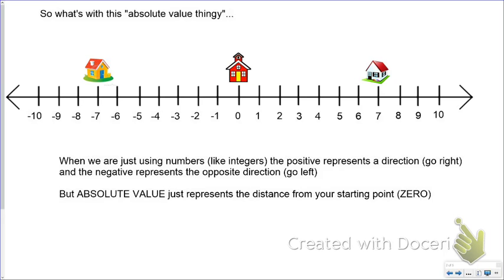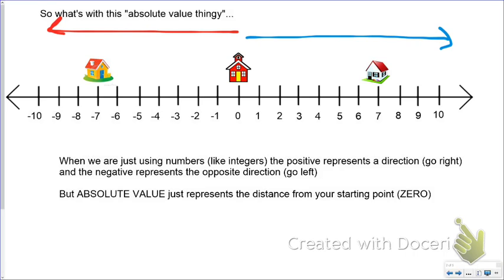So, absolute value. I told you we'd be using number lines quite a bit, and here it is again on the number line. When we were just using numbers like integers, the positive represents a direction that takes us right. And the negative represents the opposite direction, the direction going left. The absolute value represents a distance from 0, and a distance from 0 is always positive.